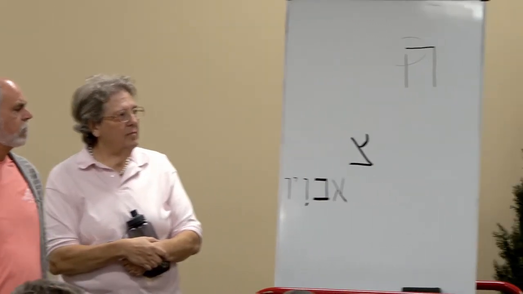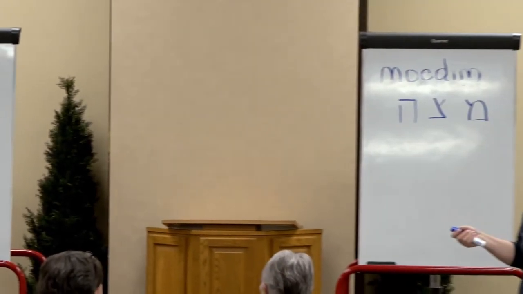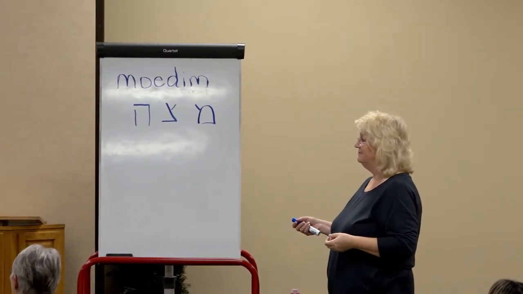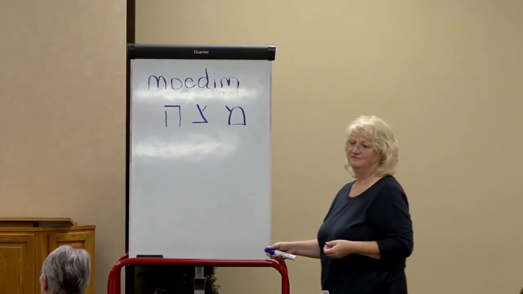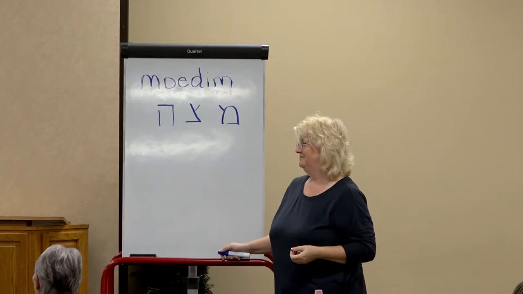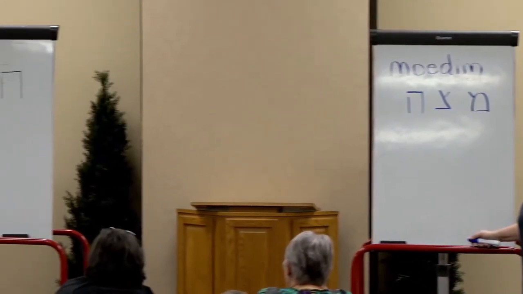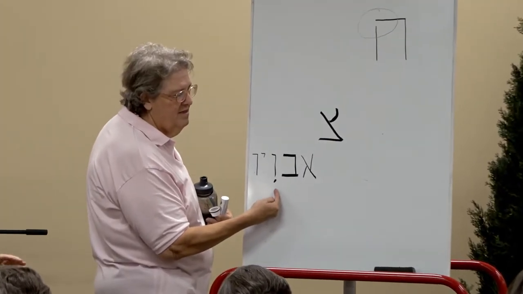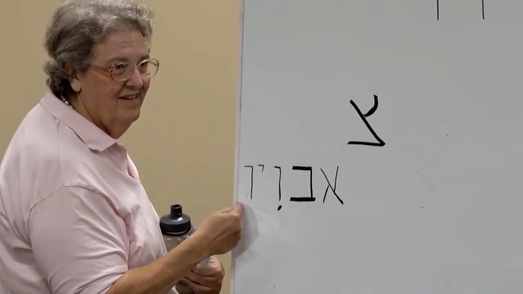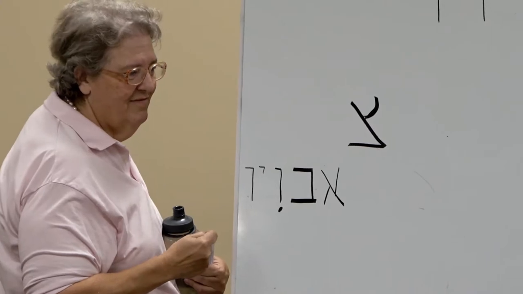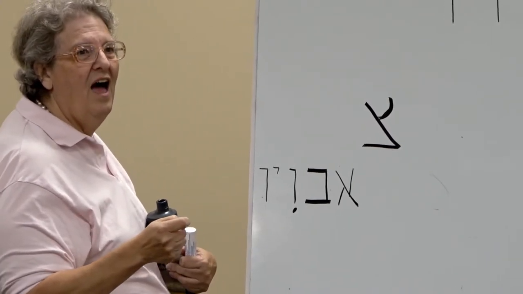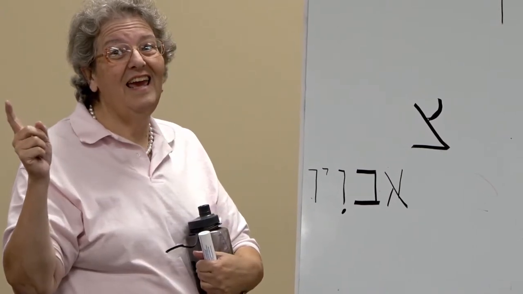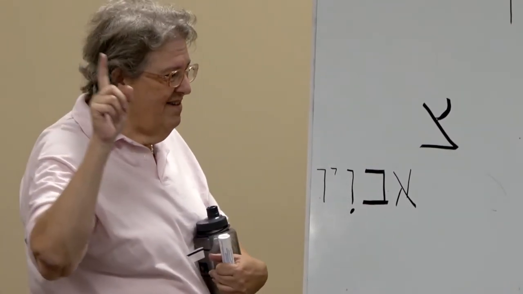In fact, that month is called Aviv. Remember I showed you the difference between the two letters? She's saying Aviv, but it's spelled like this, a bet with no dot. Aviv. The city of Aviv.